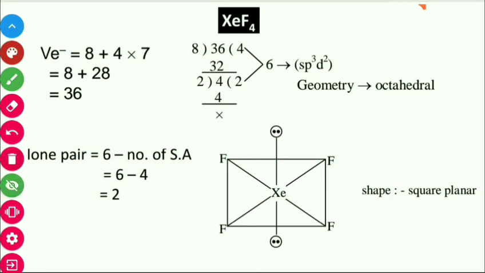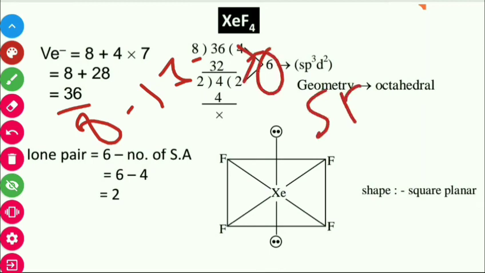Now let's talk about XeF4. Simple way. First, step number 1, valence electron calculation. In xenon we have 8 valence electrons. In fluorine 7 valence electrons. There are 4 fluorines, so we get 28 fluorine valence electrons plus 8 xenon valence electrons. So in total 36 valence electrons. 36 is in the range of 8 to 56, so we divide by 8 and get 6 hybridized orbitals.